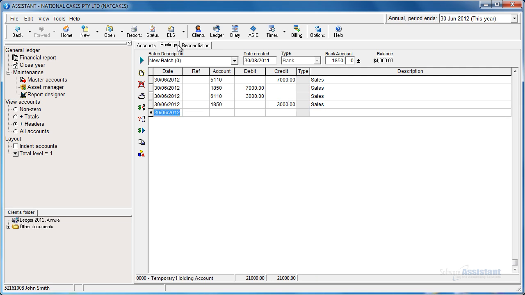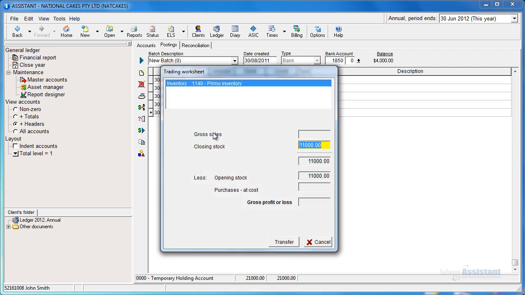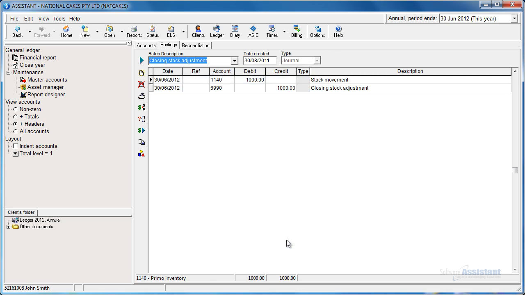Now, instead of entering transactions manually for the closing stock account, we can utilize the closing stock adjustment wizard. This can be done by clicking on this button and selecting Closing Stock Adjustment. In the Closing Stock Adjustment wizard, we simply enter the closing balance and click on the Transfer button. The program will work out the movement for us and generate the following journal. 1140, $1,000 debit, 6990, $1,000 credit.